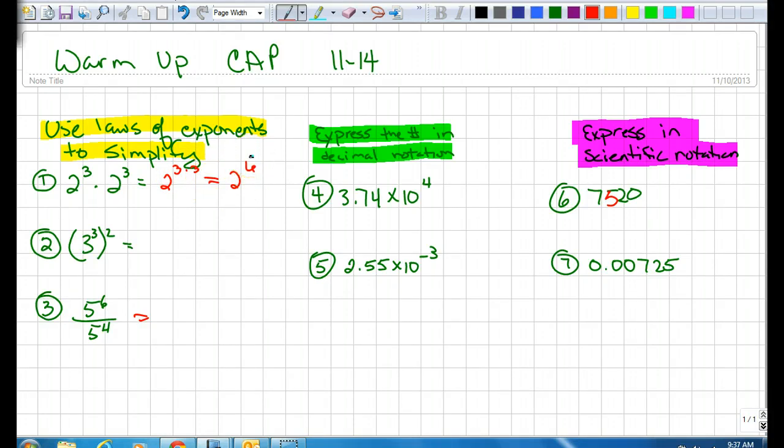Okay? And then on this one, it's an exponent of an exponent. So this will be multiplying the exponents. So it'll be 3 times 2, or 3 to the 6th.